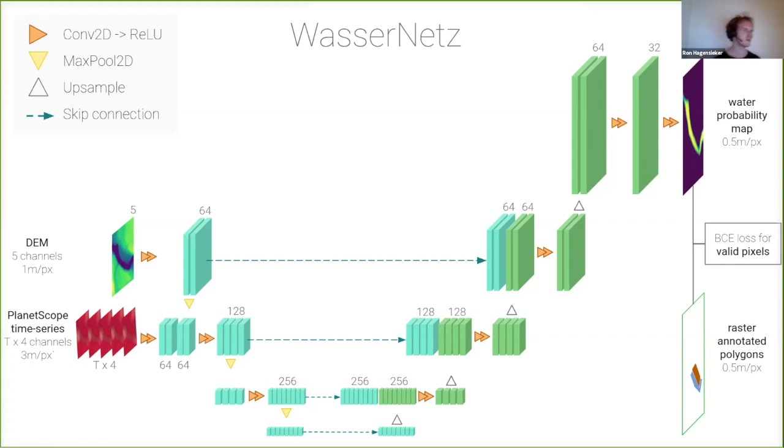So what you see here is basically our way of dealing with it, which is that the DEM, which had a higher resolution than the Planet data, received one, let's say, initial convolution and max pooling, etc., before then concatenating it with the time series data, which in turn also received 3D convolutions because it's a time series data set. And in the end, we basically stacked it all, and then we ran it through a UNet type architecture. And in the end, as you see on top, the water probability maps were created.